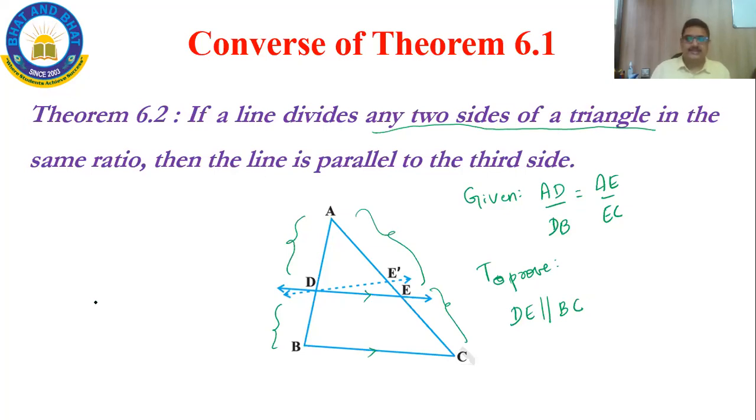So in Thales theorem, what is given? DE is parallel to BC is given to us. What do you have to prove? You have to prove that AD by DB is equal to AE by EC. But in the converse theorem, given is this part, to prove is this.